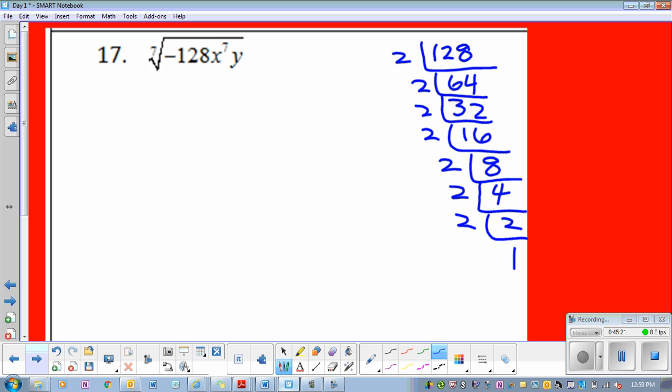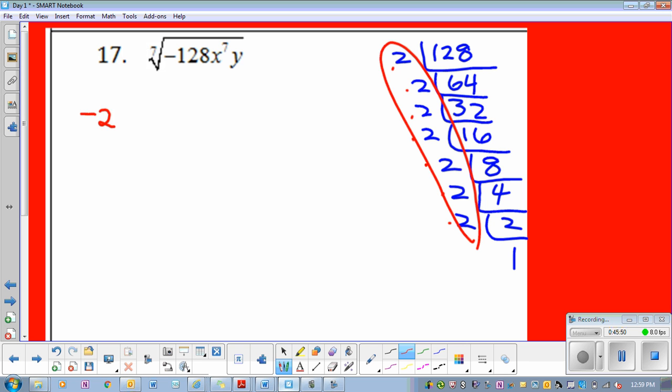So you need a group of 7. 1, 2, 3, 4, 5, 6, 7. Any left over? No. Then everything just comes out, which means you don't have any numbers that are still inside the bracket. So then 2, but we said this is a negative, right? Negative 2 comes out.